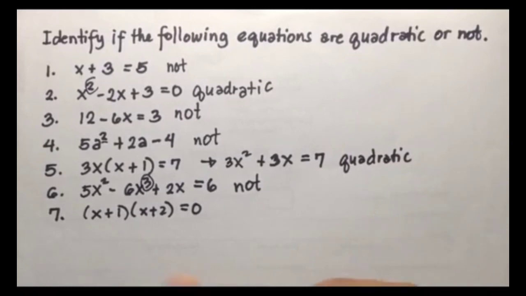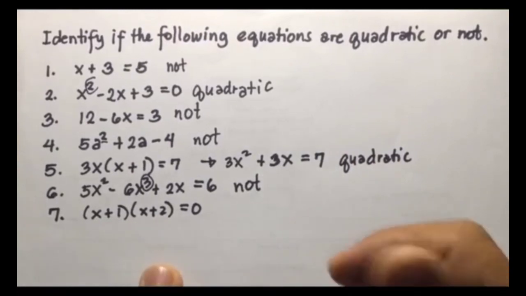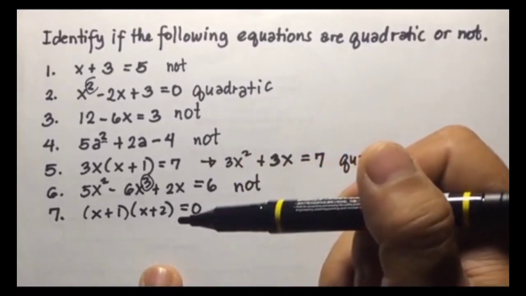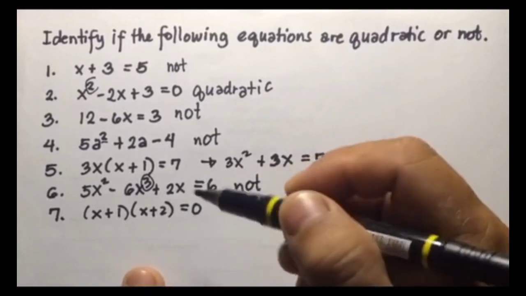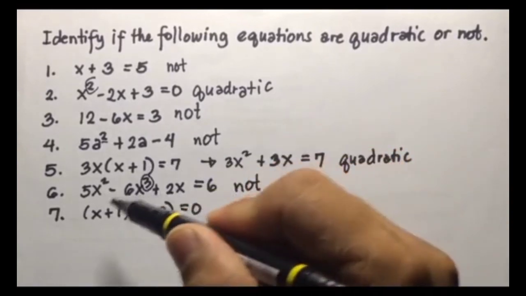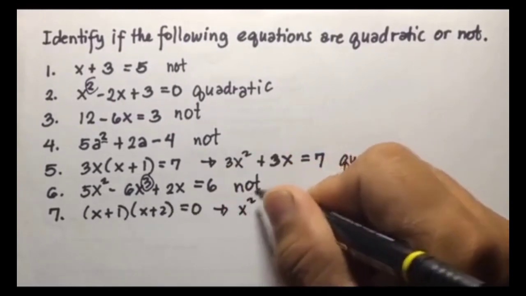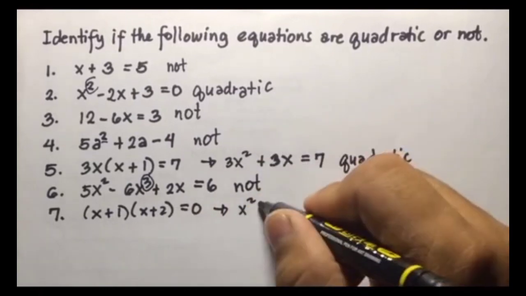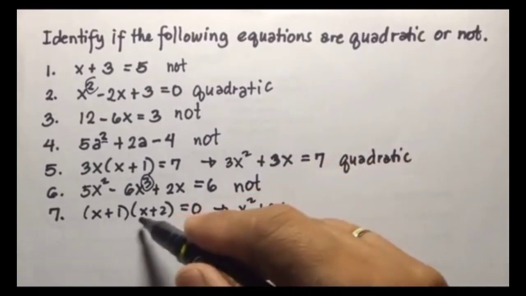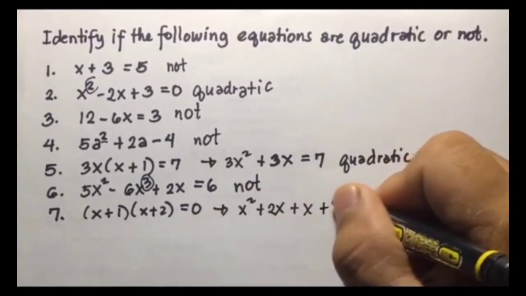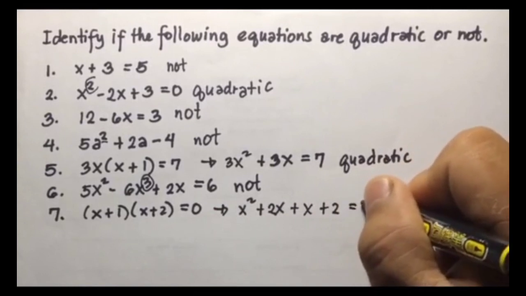Then 7, the last number. The quantity x plus 1 times the quantity x plus 2 equals 0. Again, we are going to simplify this first before identifying if this equation is quadratic or not. Applying the FOIL method, x times x will be x squared. Then x times 2 will be 2x. And 1 times x is x. And 1 times 2 equals 2. Then this is equal to 0.